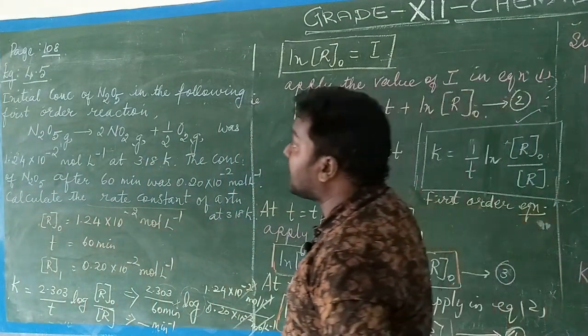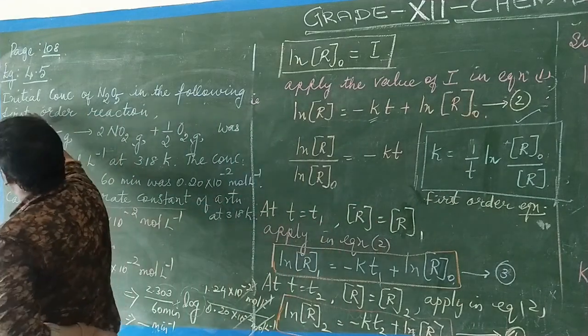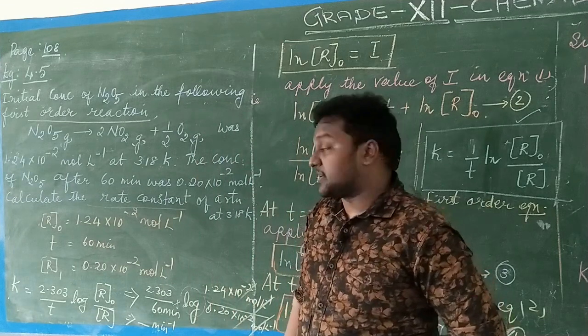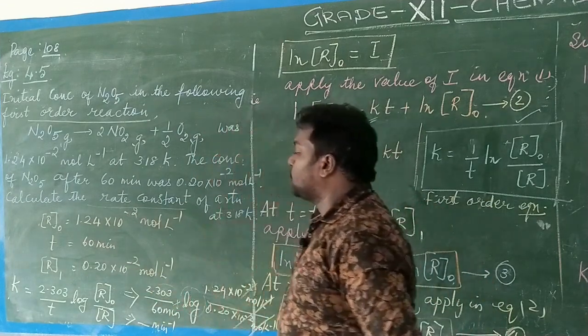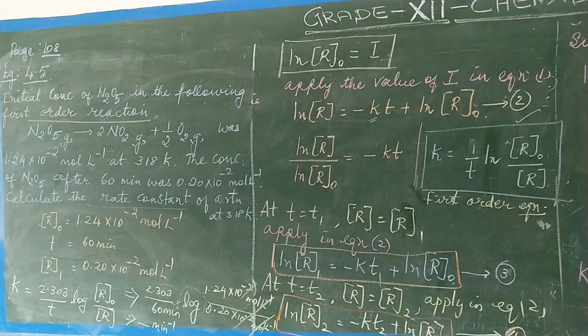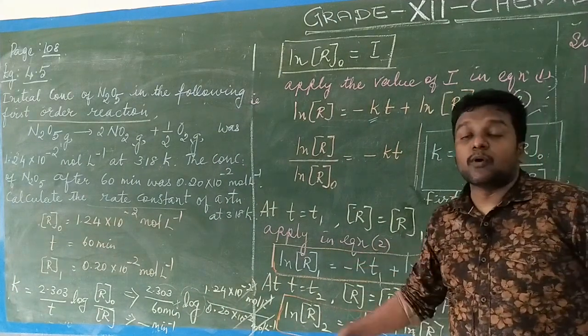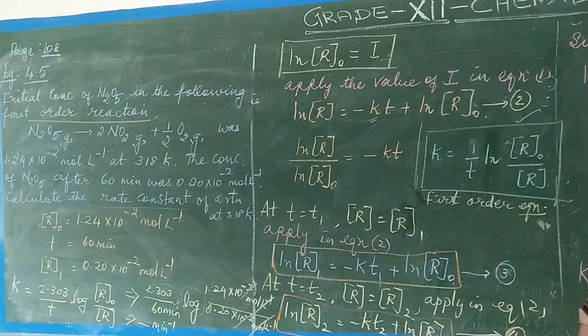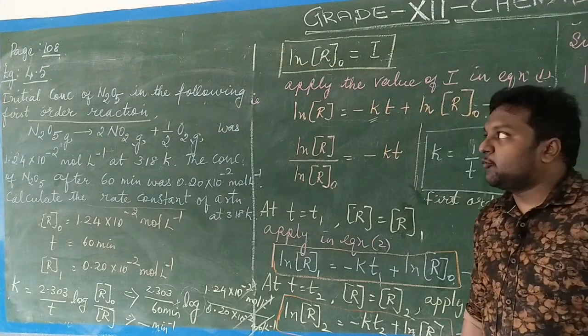In the question they have given that it is a first order reaction. So I apply the first order formula, the mathematical expression, that is K is equal to 2.303 divided by T into the logarithmic value of R0 divided by R. Substitute the values, you have to find out the log value. After getting the log value you have to multiply, then you will be getting the answer. Okay, so this is example 4.5.